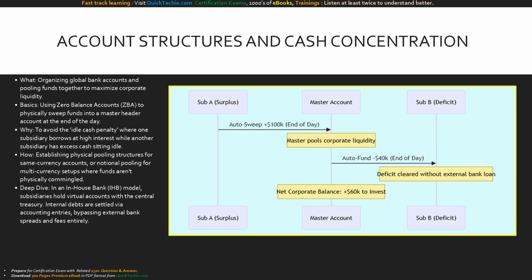When they pay each other, no actual money moves, it's just a ledger entry in the treasury system, instantly saving the company millions in bank wire fees and bid-ask FX spreads. This sequence diagram shows the power of a zero balance account sweep in action.